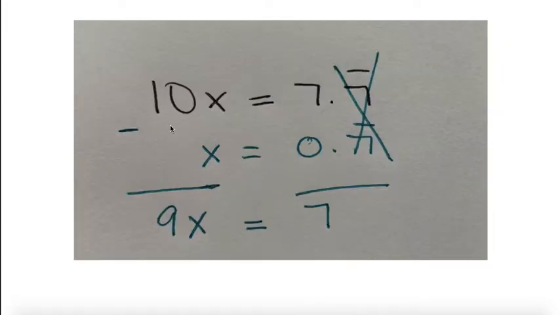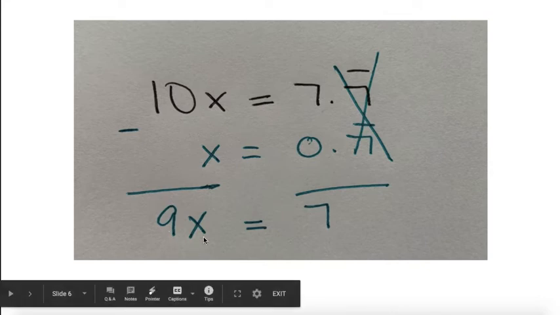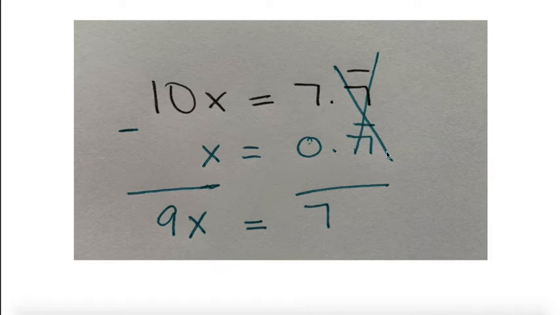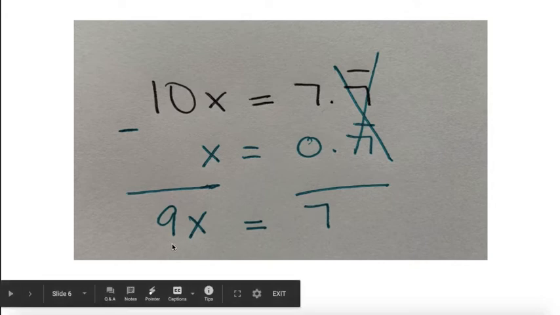On the left side, we did 10x minus 1x, which is 9x. And on the right side, we did 7.7 repeating minus 0.7 repeating. We have 0.7 repeating and 0.7 repeating, and we can cancel those out because they are the same value, get rid of them, and make it easier for ourselves. Then we have left 7 minus 0, and 7 minus 0 is 7. So here's where we're at so far: 9x equals 7, but we're still trying to get this x all by itself, so we need to keep going.